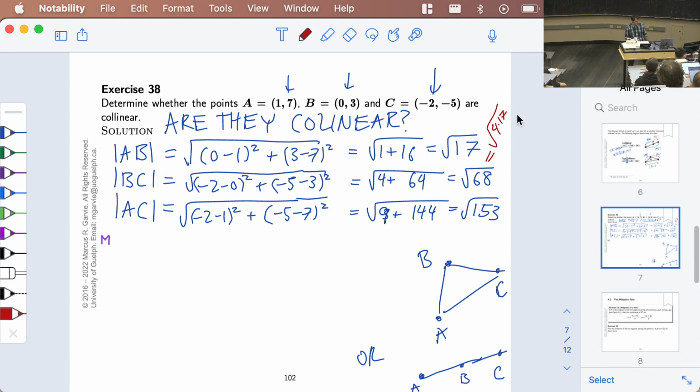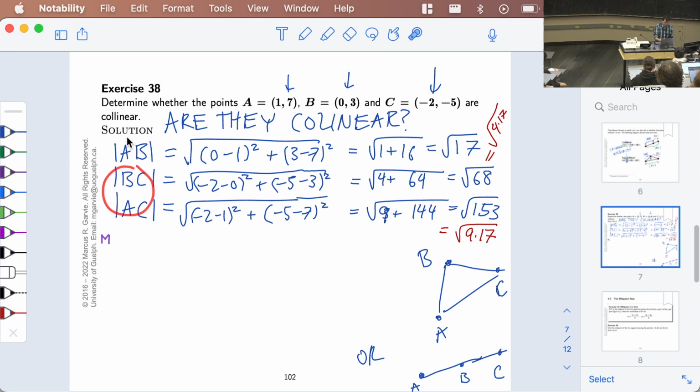And 153 is actually 9 times 17. So this is the square root of 9 times 17. And that little hint might help you figure out, by some algebra, whether or not the sum of these two is equal to the other one or not, and answer the question: are they collinear?